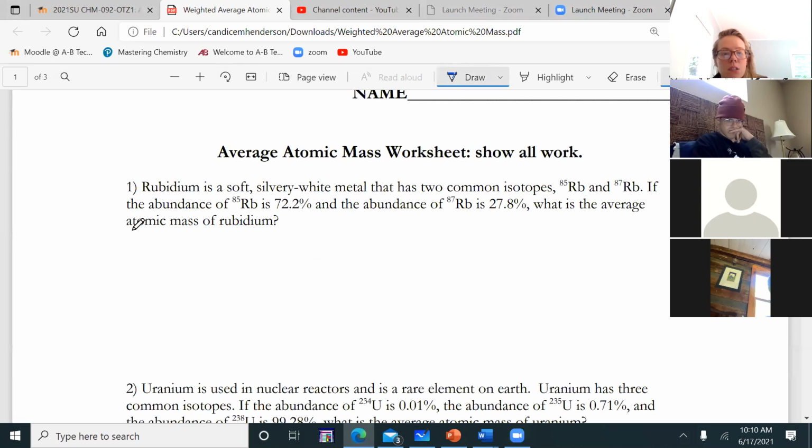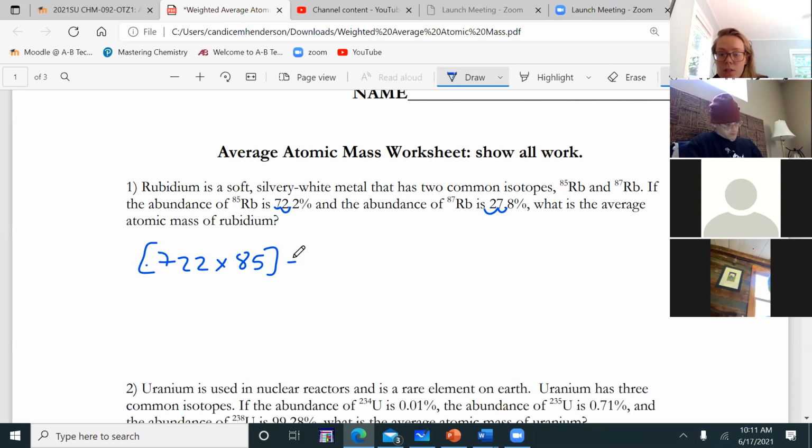Okay, so we want to take our percentage and move it into decimal form. So over 1, 2, 1, 2, 0.722 times the mass. And in this case, it's really simple. We're just going with the 85. I'm going to put this in parentheses so I know that this is something I need to do first. We're going to add that to the second isotope, which has a weight of 0.278. We're going to multiply that by the 87. And we parentheses it out.